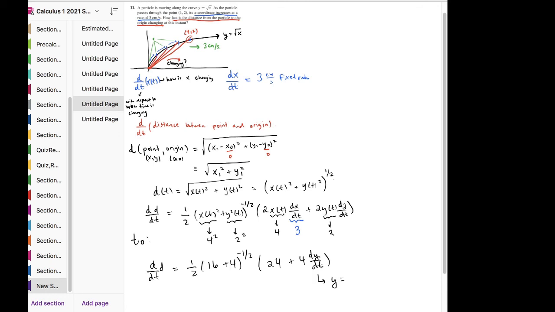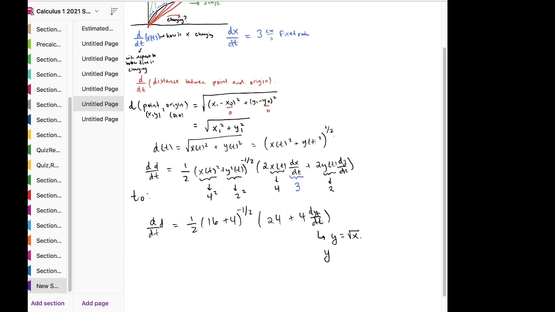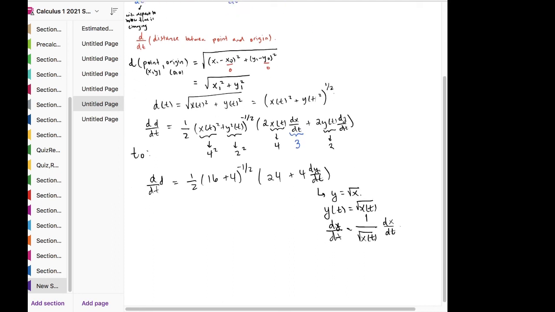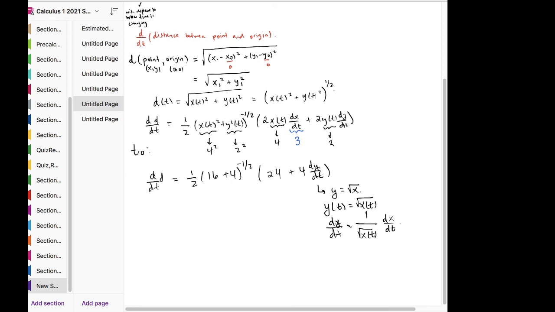Y is equal to square root of x. So y of t is square root of x of t. So dy dt is the derivative of this. So that's 1 over square root of x of t, x prime of t, or dx dt, whatever notation I've been using. Okay, so let's plug it in.